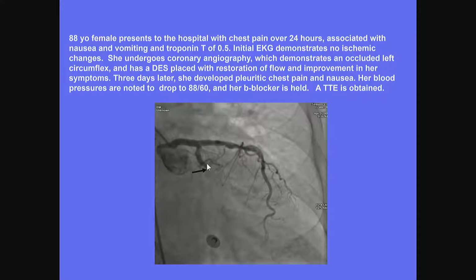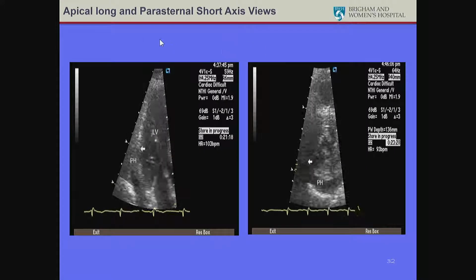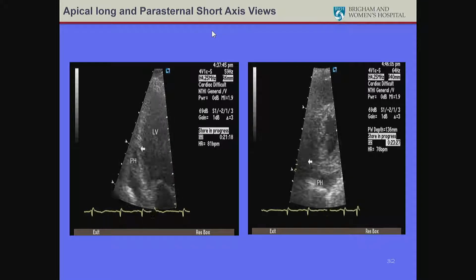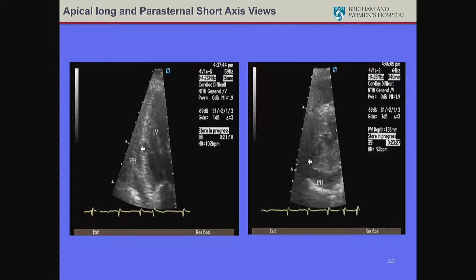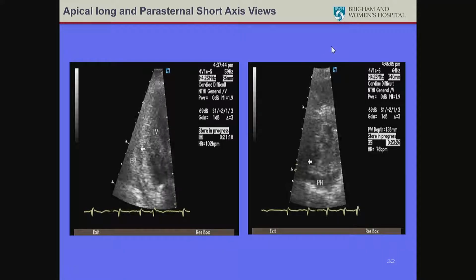So on this slide, you can see the occluded left circumflex that the patient presented with, and this was successfully revascularized with a drug-eluting stent. This slide here demonstrates her transthoracic apical long and parasternal long short axis views of the left ventricle and pericardial space.